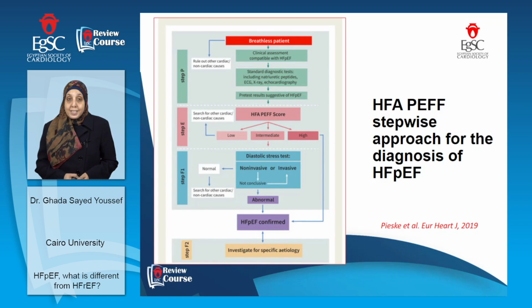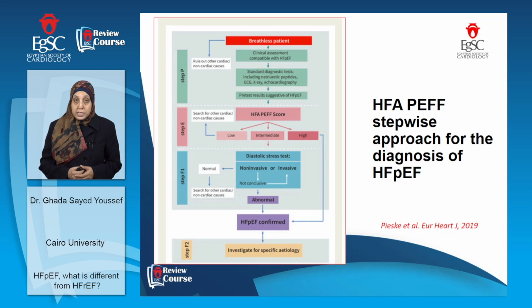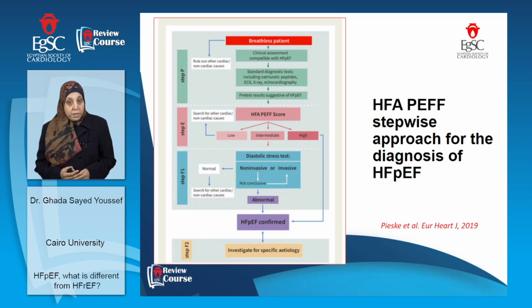First step, when you have a breathless patient, you should assess the clinical situation of this patient, symptoms and signs of heart failure. You should ask for natriuretic peptide, ECG, and other investigations, and accordingly, you should calculate the pre-test probability of heart failure with preserved ejection fraction according to the scoring system we are going to see. According to this scoring system, patients either have low probability of HFpEF, and these patients are unlikely to be diagnosed as HFpEF, or high probability of HFpEF, and in these patients HFpEF is confirmed, and we should jump to step 4 and start to investigate the actual etiology of HFpEF.